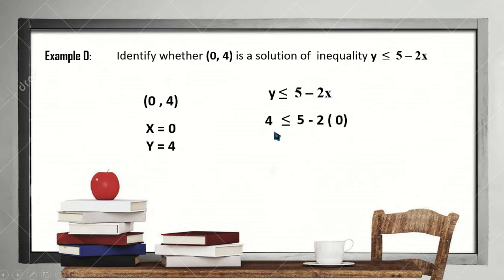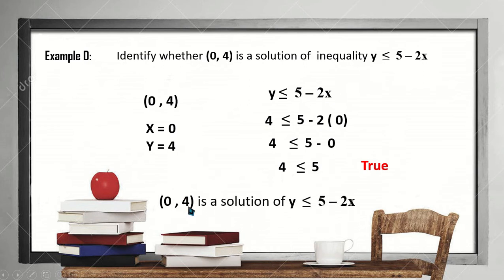So, simplify natin. We have 4. And then, less than or equal to negative 2 times 0. So, we have 0. So, cancel na siya. Okay? So, we have 4 is less than or equal to 5. So, tama ba na 4 is less than or equal to 5? That is true. Kasi, di ba, 4 is less than to 5. Tama naman na mas mababa si 4 kesa kay 5. So, meaning, 0 and 4 is a solution of y is less than or equal to 5 minus 2x.